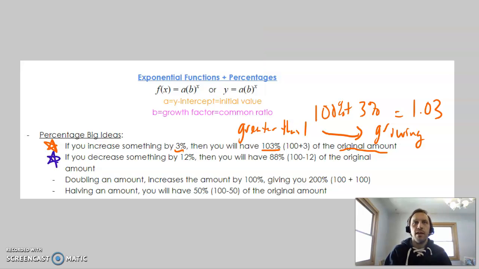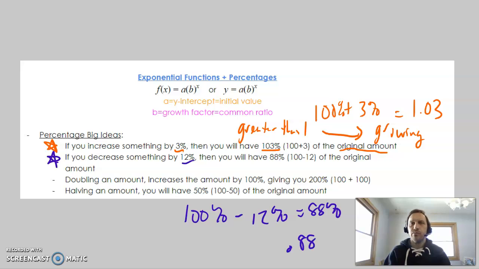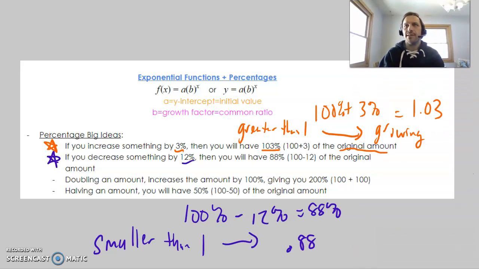This next one, what if we decreased by 12%? Right? That would be 100% minus 12% for a total of 88%, or 0.88. Notice that's smaller than 1. So smaller or less than 1, we are decaying.